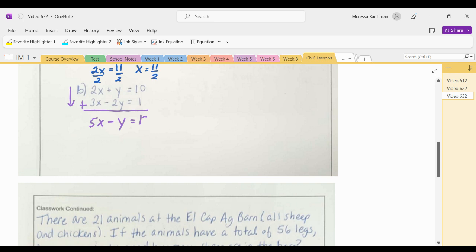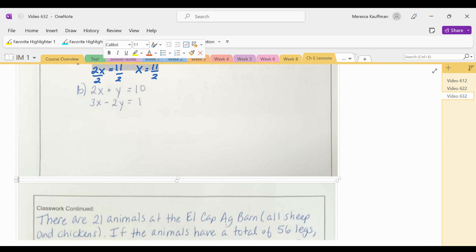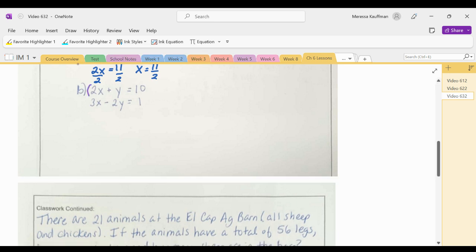Now it's really being funny, so I'm going to erase this. I notice that I have a negative 2y here. If I could make this a 2y, I think we would be able to eliminate my y's. So that's what I'm going to do. I'm going to multiply this whole equation by 2, and I'm going to write it over here. So 2 times 2x is 4x. 2 times y is 2y plus 2y is equal to 2 times 10 is 20.